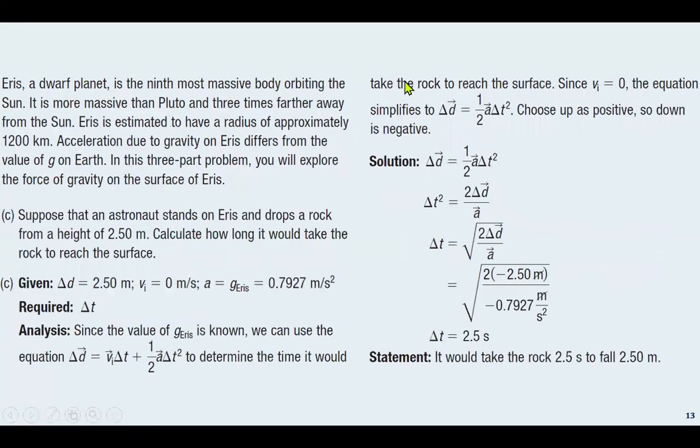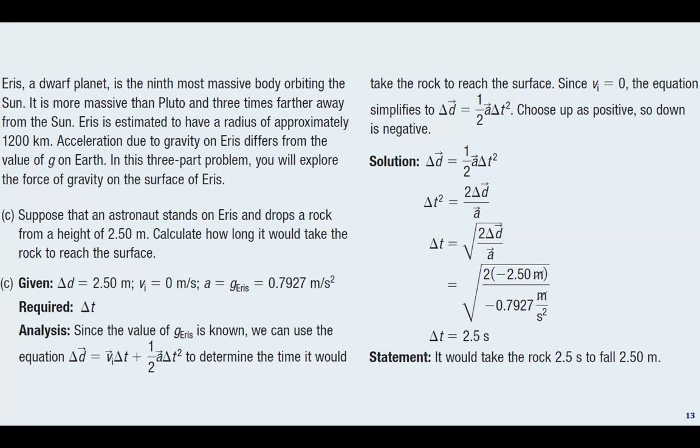Okay, then for the third question, since the value of g_Eris is already known to us, we can use the equation delta d equals v_i delta t plus 1/2 times acceleration times delta t squared. This is an equation from the dynamics we have already learned, right? It lets us determine the time it will take the rock to reach the surface. Again, we know the initial speed is 0, so the equation simplifies to delta d equals 1/2 times acceleration times delta t squared. So there is only one unknown quantity in this equation, which we can solve.